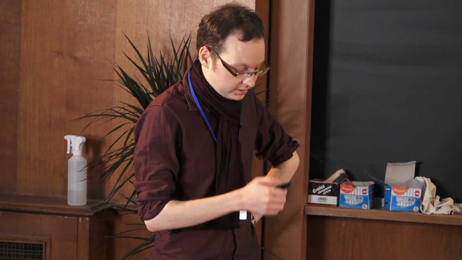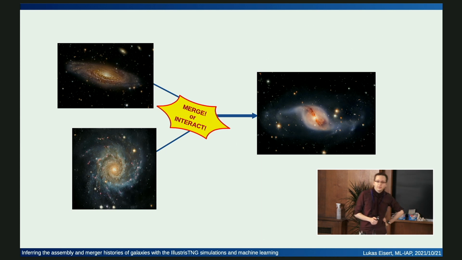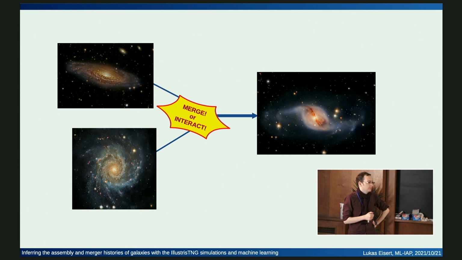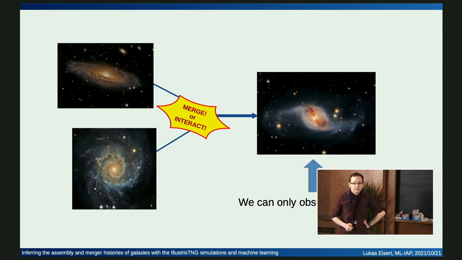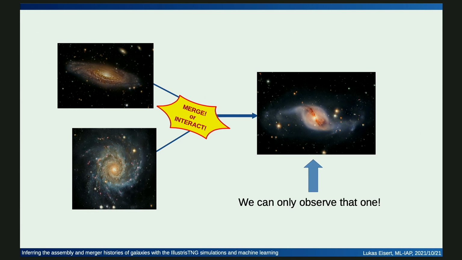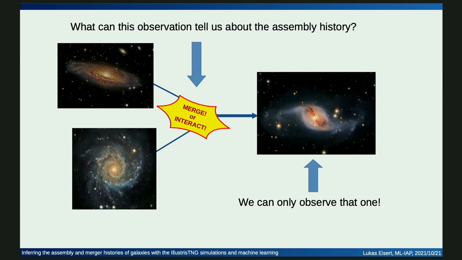So the basic idea is quite simple. Here on the left side we have two galaxies. They merge or interact to the galaxy on the right side, and basically the problem I'm dealing with is that we can only observe that one, only the last state of each galaxy in its evolutionary history. And the question I'm asking is, what can this observation tell us about the assembly history of that galaxy?